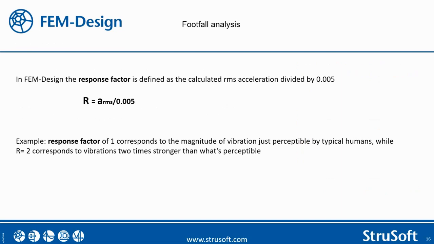Human response to vibration is usually measured in terms of acceleration, and the acceptance values are expressed in terms of response factor R. In FEM-Design, the response factor is defined as the calculated RMS acceleration divided by 0.05, as you can see in this slide. So, for example, a response factor of 1 corresponds to the magnitude of vibration just perceptible by a typical human, while R equal to 2 corresponds to vibration 2 times stronger than what is perceptible.